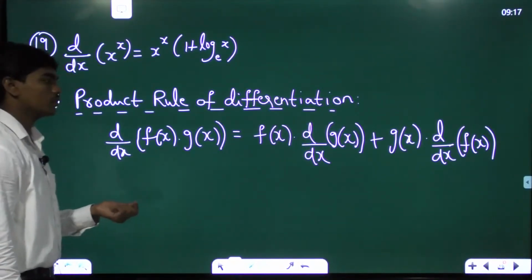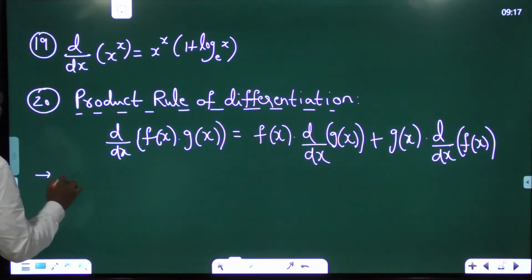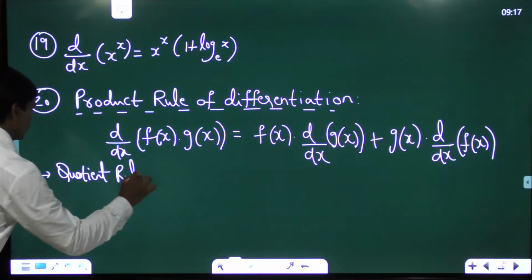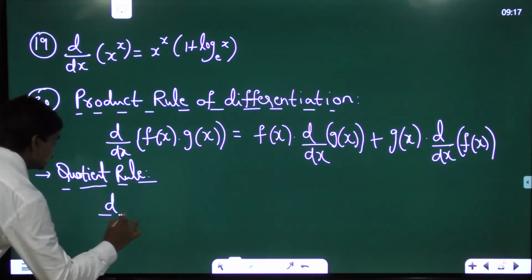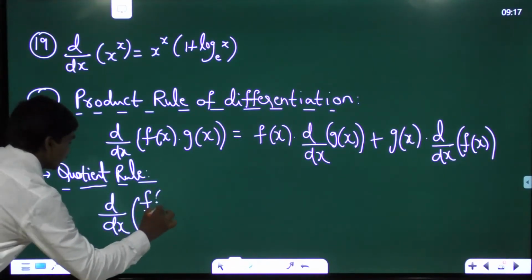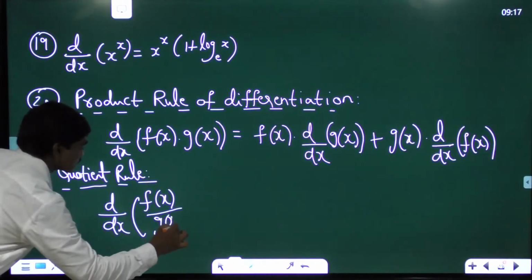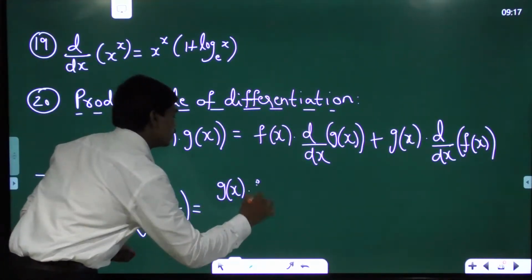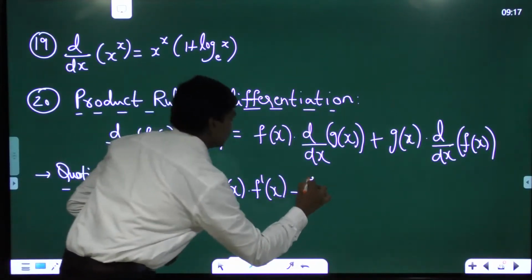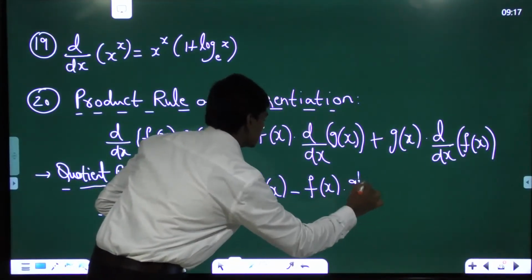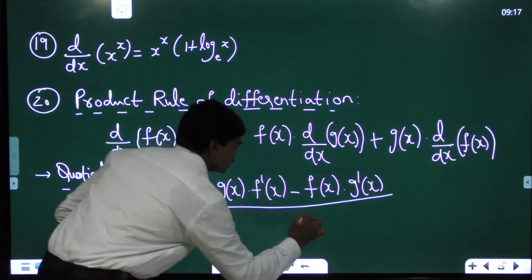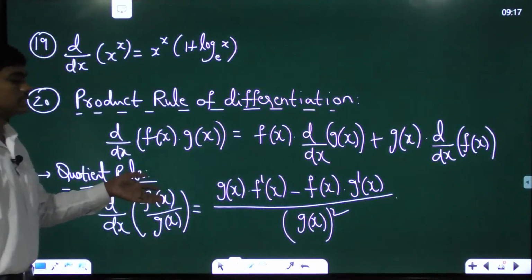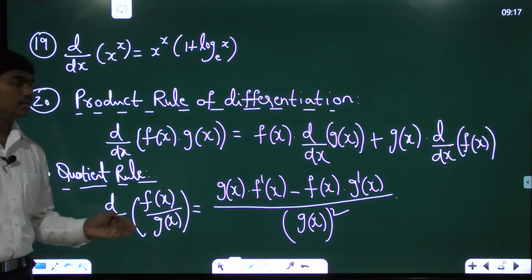So take this formulation, and there is also one more thing which is called the quotient rule, where you will try to differentiate the ratio of two functions. d by dx of f of x divided by g of x is equal to g of x into f dash of x minus f of x into g dash of x divided by g of x whole square. So this is how you differentiate a ratio of two functions, f of x divided by g of x.